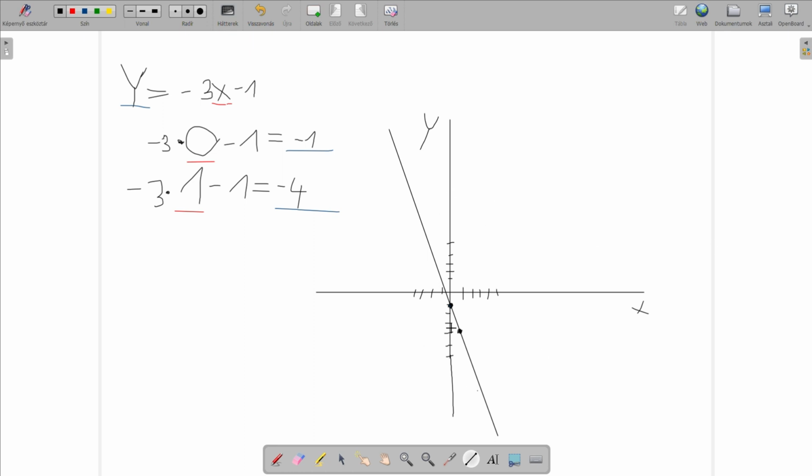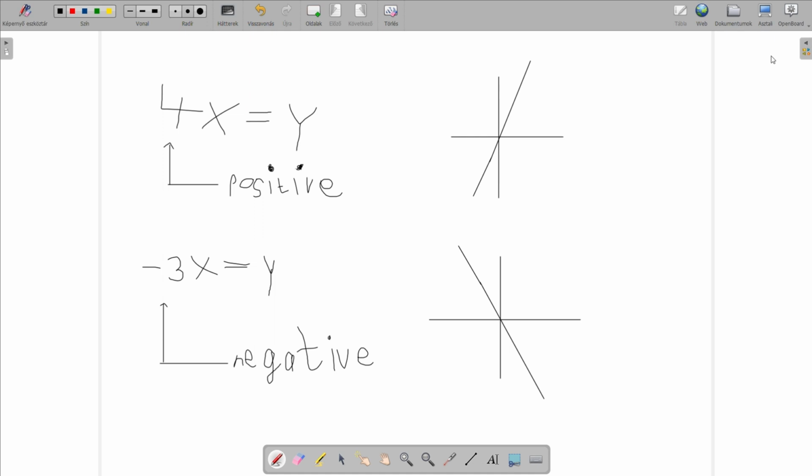And the key realization here is that if there's a minus sign in front of the multiplier of x, then the function will go down, meaning the larger the x values are, the smaller the y values will be. However, if there's a positive multiplier in front of the x, then the function will go up, meaning that the larger the x values are, the larger the y values are going to be.